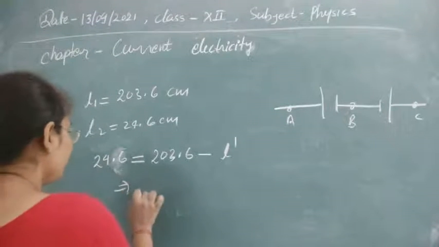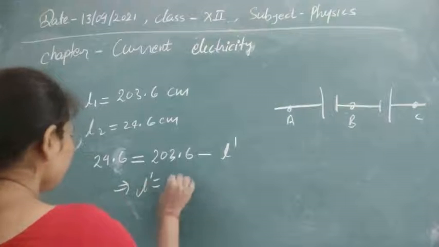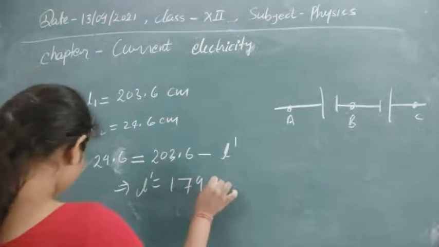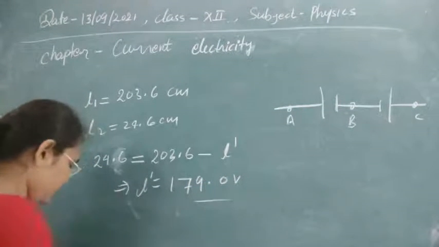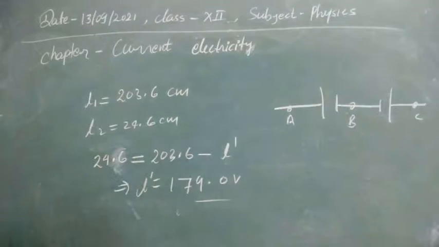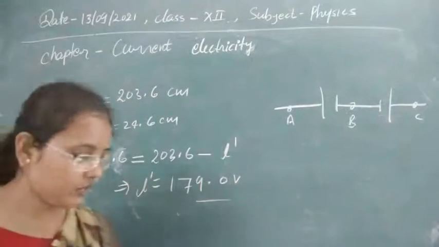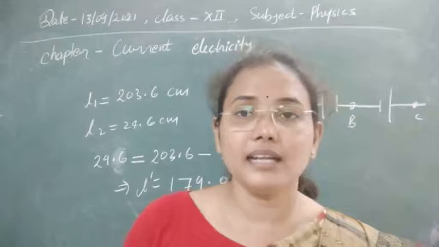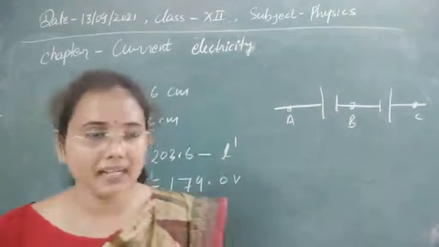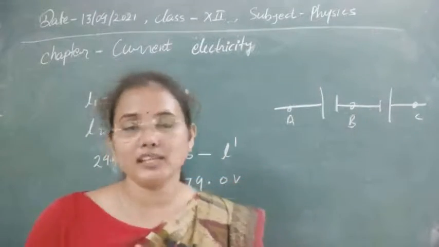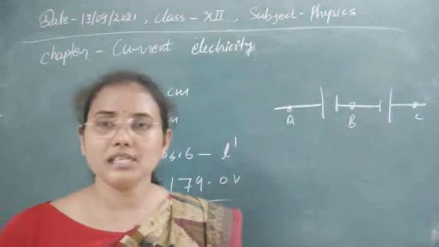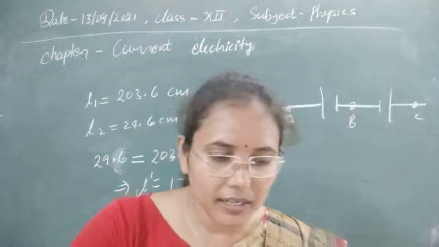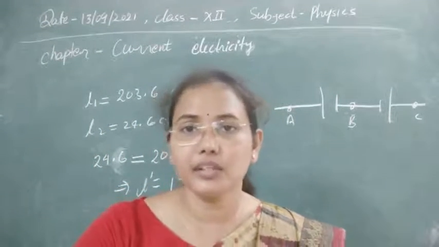Now we can find out the value of L dash. This will be equal to 179.04. You can just approximate it, or we can write this value. So for 179 centimeter, we will get the balance point when we connect our potentiometer between B and C. So this is simple. You can say again it is the junction rule or the connection rule that we are using for the potentiometer.